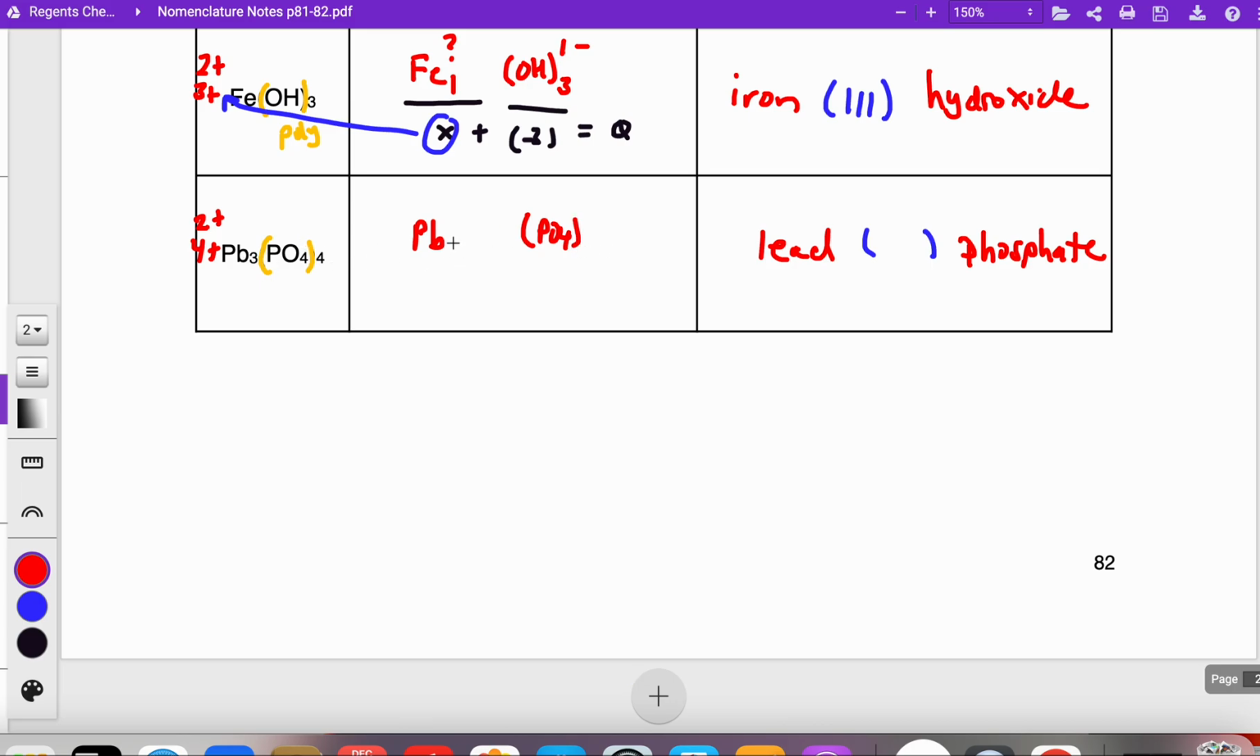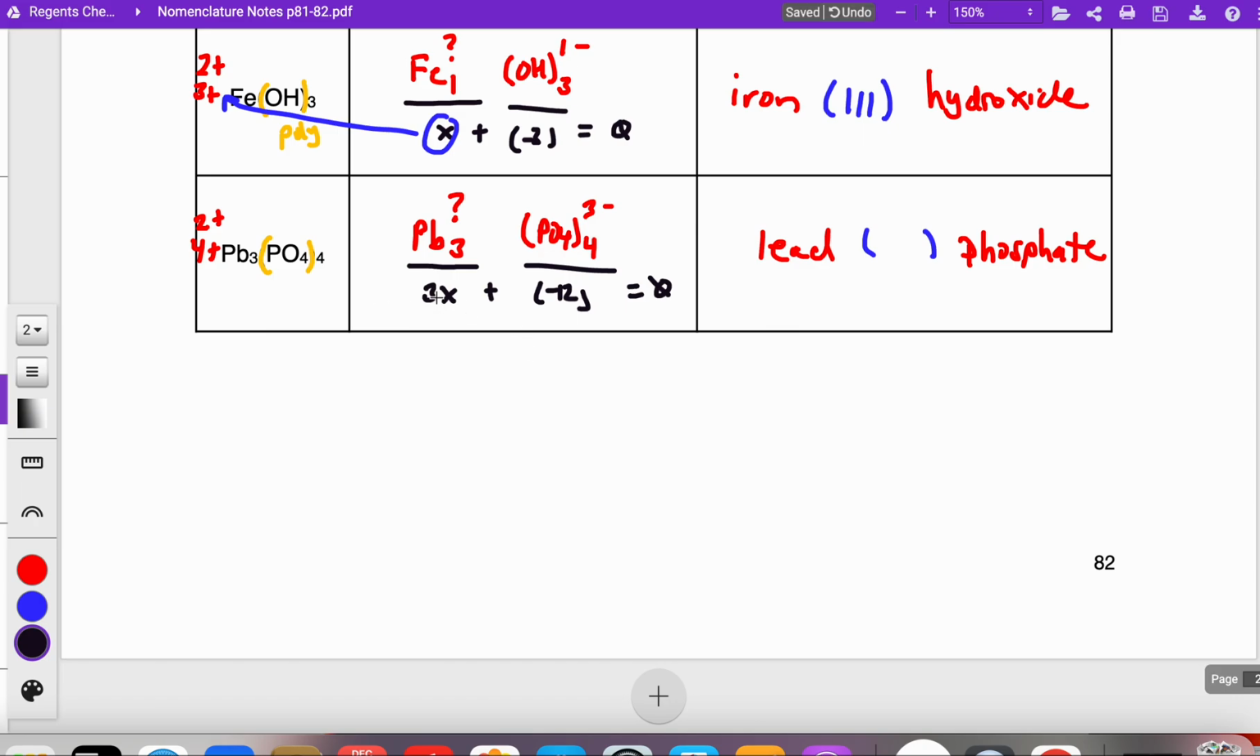Now subscripts, we know we have 3 Pb's and we have 4 of the phosphates. We're not sure which oxidation state the Pb is using, so that's our unknown. PO4 uses a shared charge of -3. So just do a little math. We have 3 Pb's with the unknown, so that would be 3x, plus we have 4 phosphates that each carry a -3 charge, so that's a -12, and the sum needs to be 0.